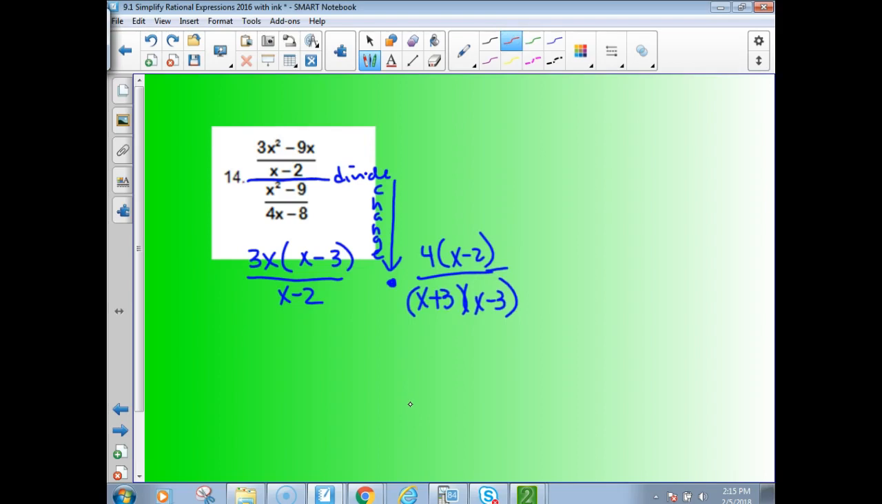All right, now I'm going to do my cross canceling. I hope I didn't do too much at once. If you want me to show a step in between there, I certainly can. Does anybody want me to show the step before this? I'll be happy to do it, if you think you need me to. Otherwise, if we're good, I'm just going to multiply across now. 3x times 4 would be 12x, and on the bottom, x plus 3.